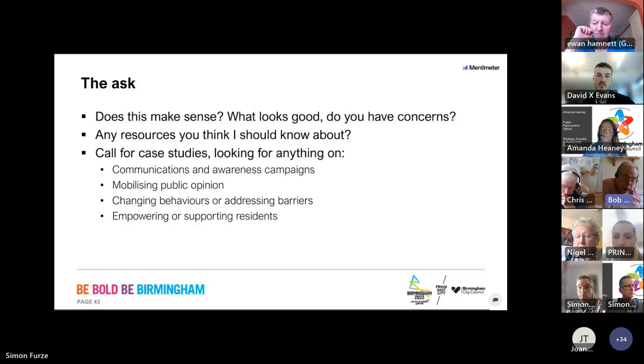So if the council could set up some sort of feasibility study to look into this issue, is it viable? How could we do it alongside Transport for the West Midlands? I think that would be the kind of radical solution that we would need.